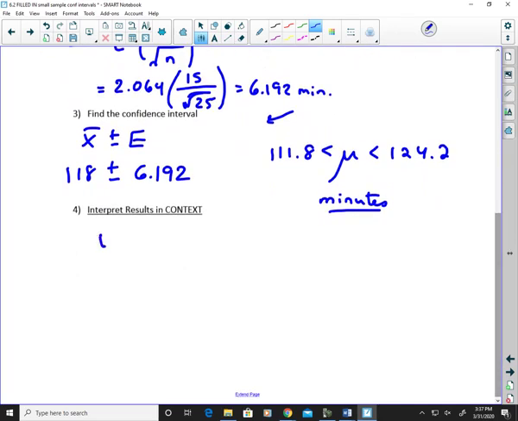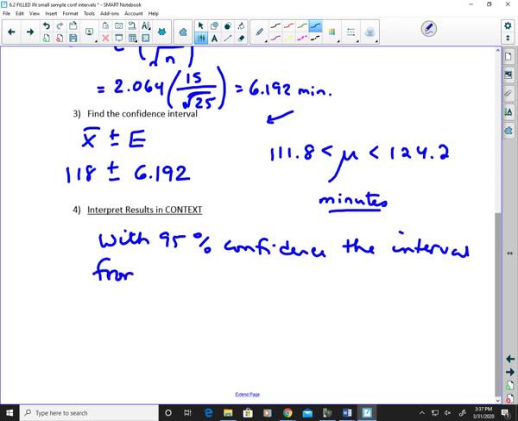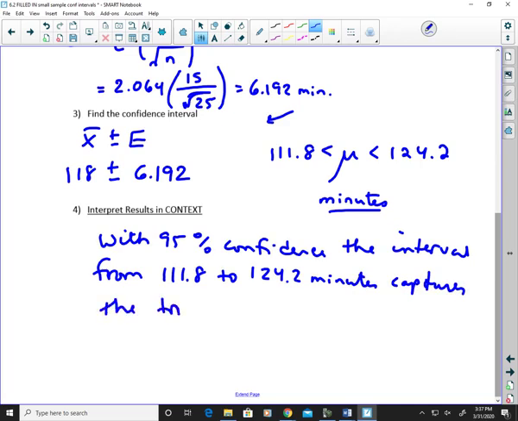And so with 95% confidence, the interval, notice how I'm going to give the low and the high number. The true mean, what are we describing here? Movie running time? Movie running time.